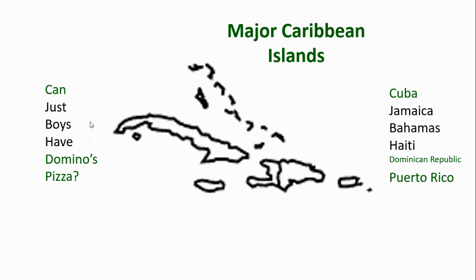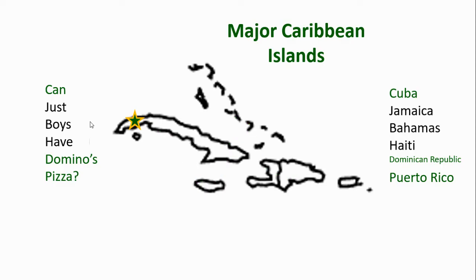So let's start here with Cuba. In this case, we're going to start at the left and more or less work our way across the right. And if you noticed when I said, can just boys have Domino's pizza? That was intentional, because if I move the pitch of boys up high, it reminds me to jump up top. So can just boys have Domino's pizza?